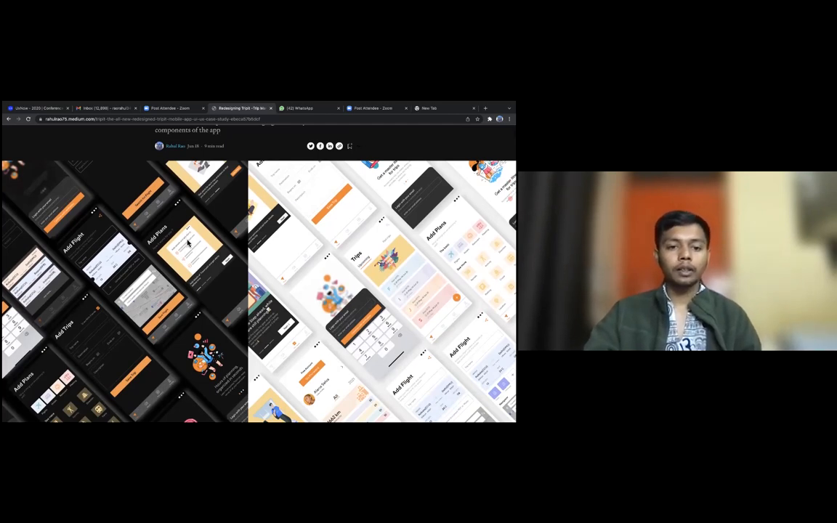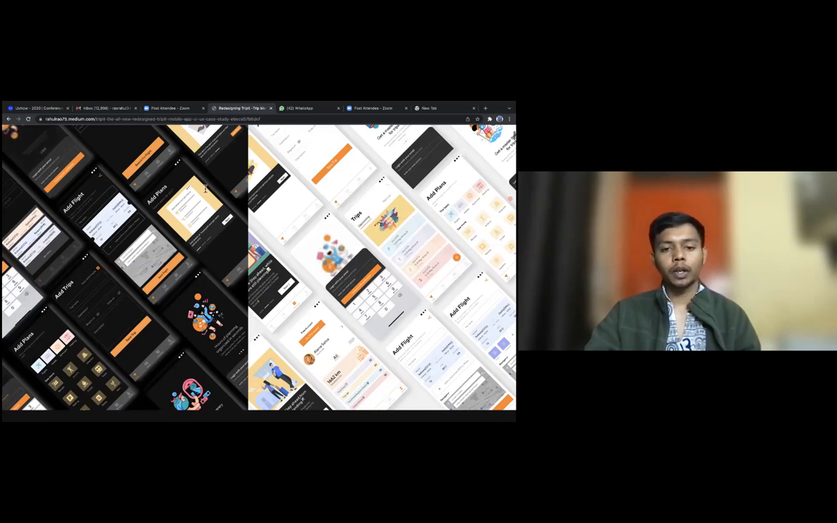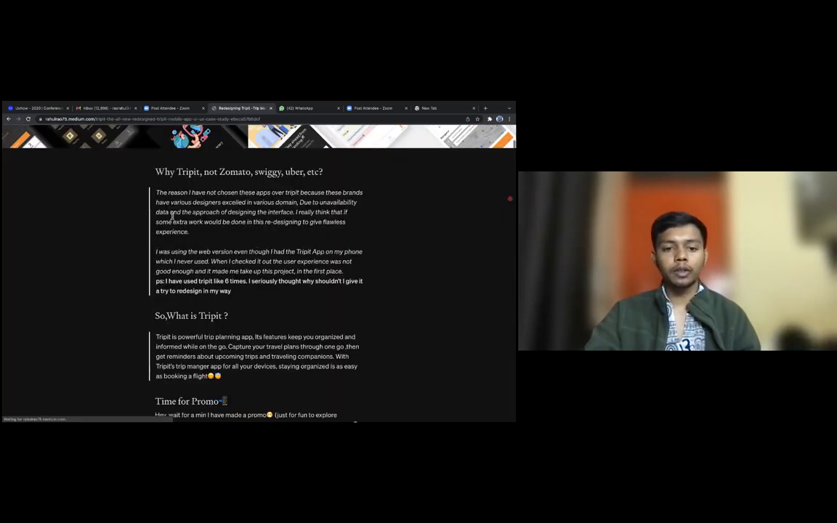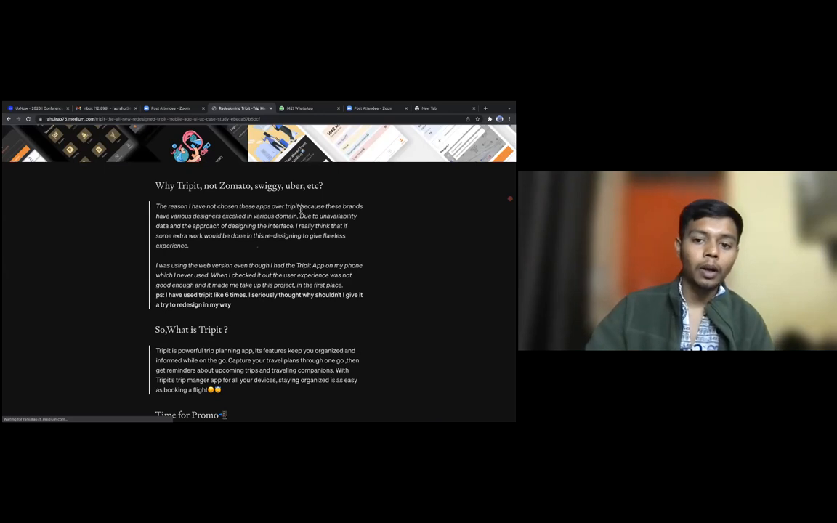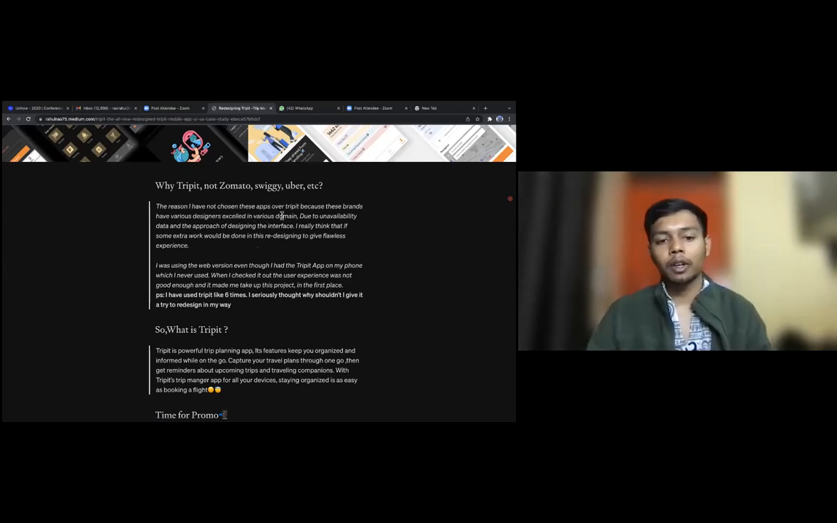So yeah, you can see why I am not choosing Zomato, Swiggy, Uber right now. The reason I have not chosen those apps over Tripit is that those brands have various designers excelled in various domains. Due to unavailability of data and the approach of designing the interface, I really think some extra work would be needed in such a redesign to give a flawless experience. So this was my basic thought process for why I haven't chosen Zomato, Swiggy or Uber.